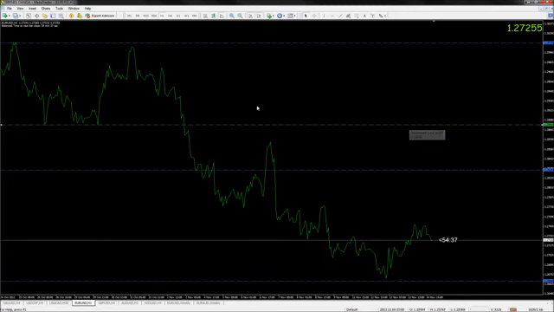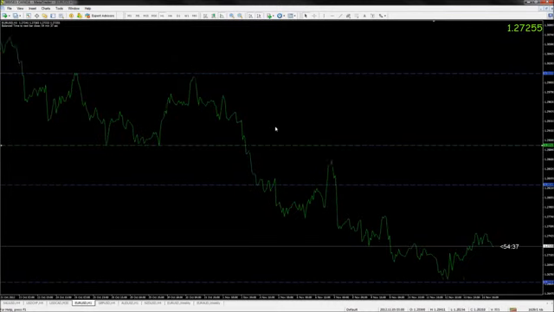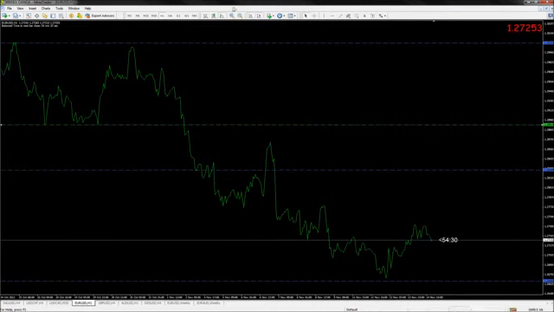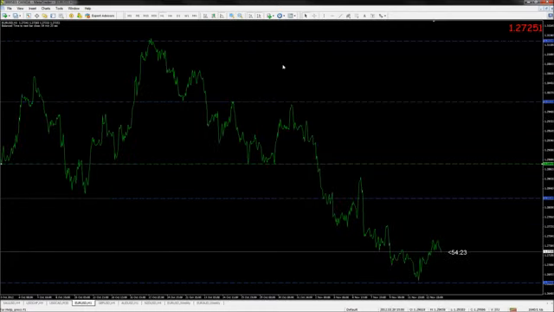Okay, 1 hour support and resistances in comparison to the daily ones. Now I'll just shrink this down a little bit so I can see a little bit further back.